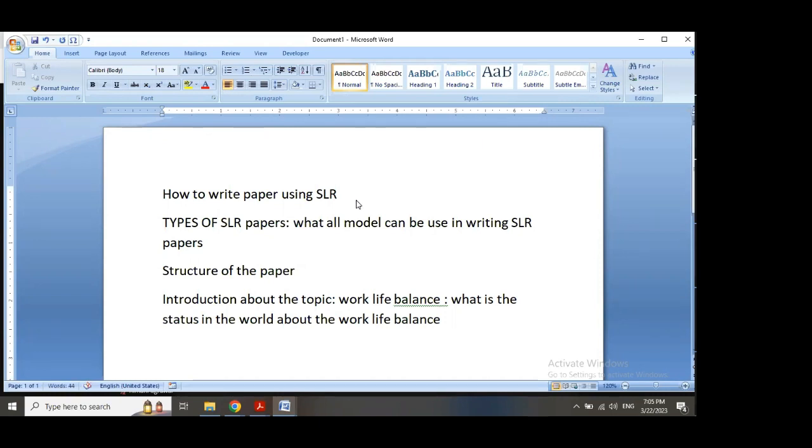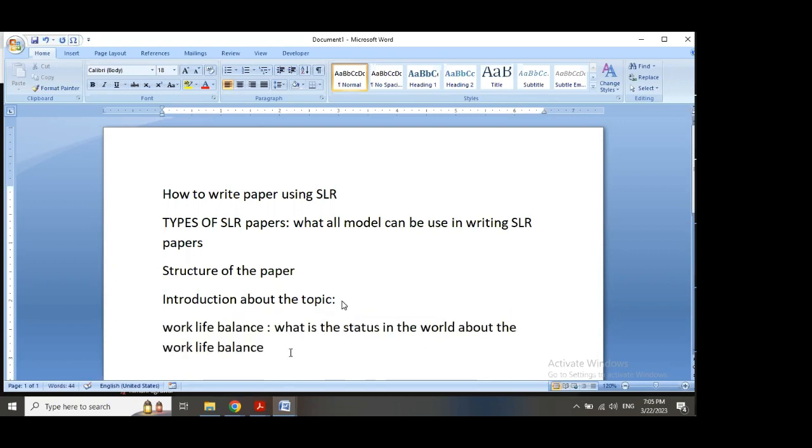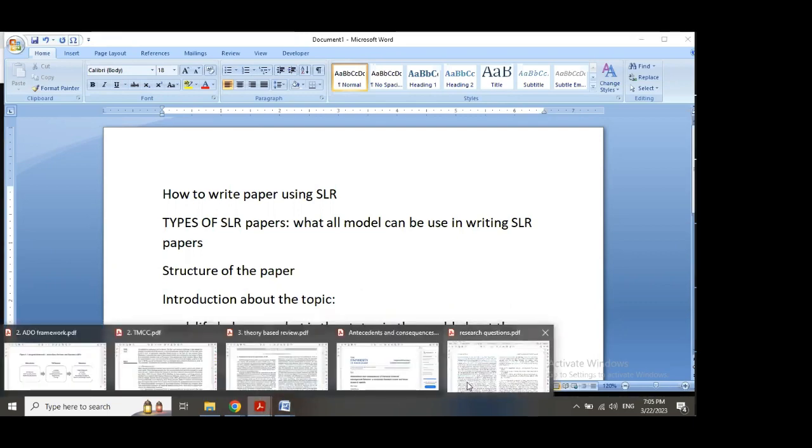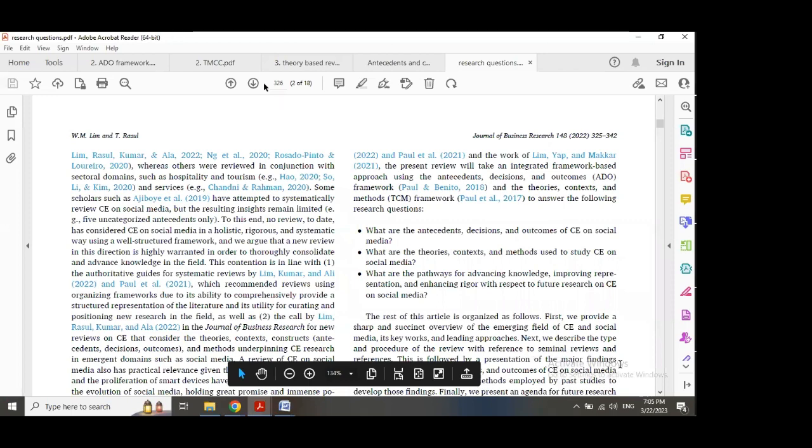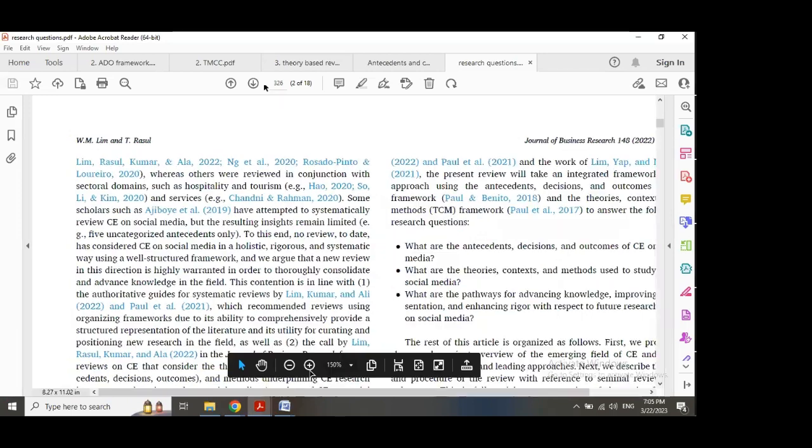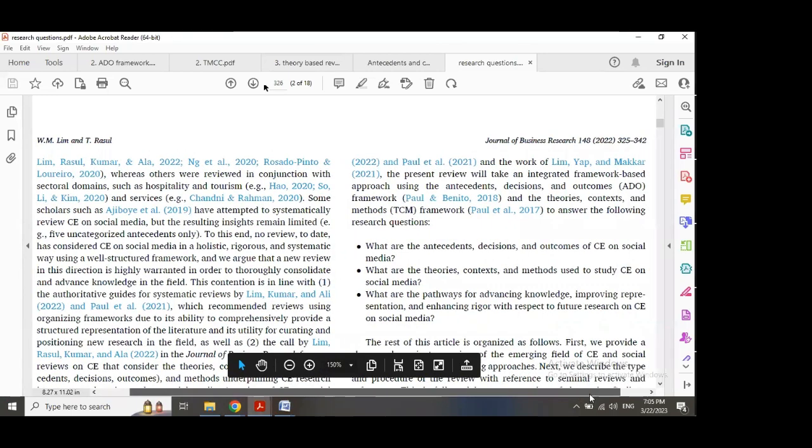So, introduction about the topic. Let's say the topic is work life balance. So what is the status in the world about work life balance, right? So this is the first thing. I'm talking only about the introduction paragraph right now. In the introduction paragraph, in the end we will be writing about the objectives and research questions. Yesterday I also showed you this thing, but today I'll show you this thing again.